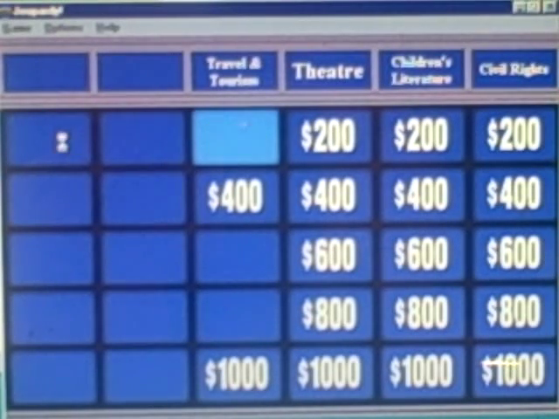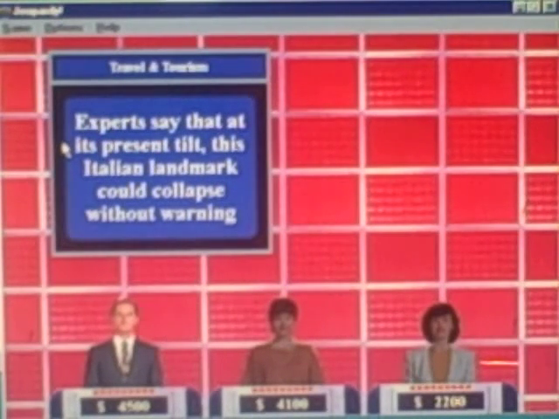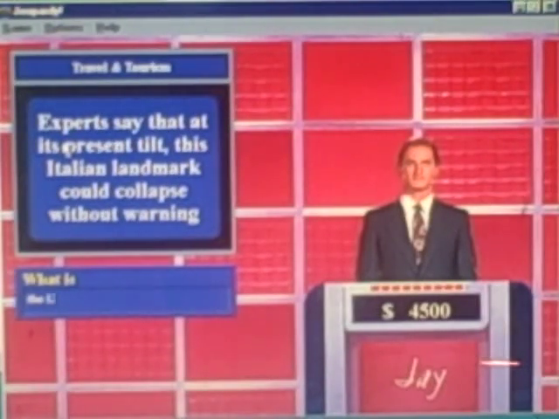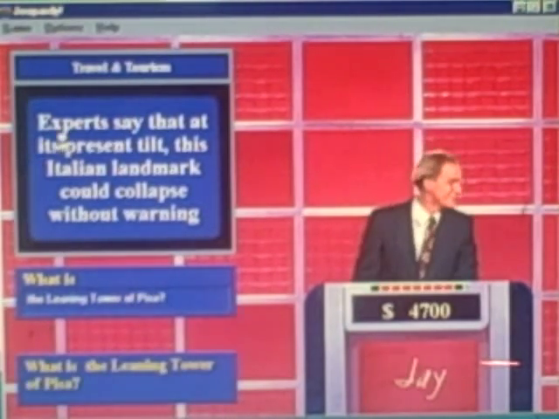Travel and Tourism 200. Experts say that at its present tilt, this Italian landmark could collapse without warning. Contestant number 1: What is the Leaning Tower of Pisa? You are correct.